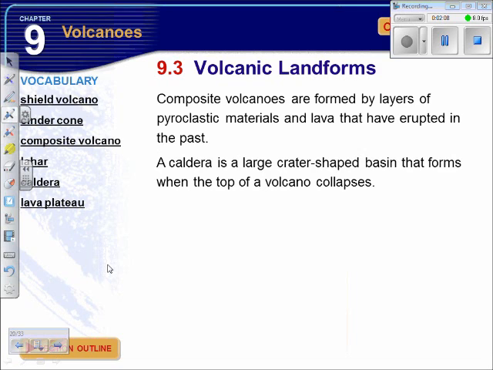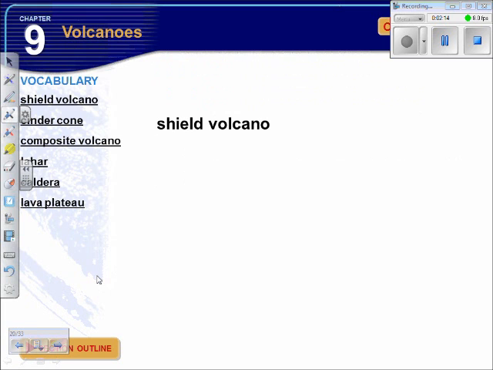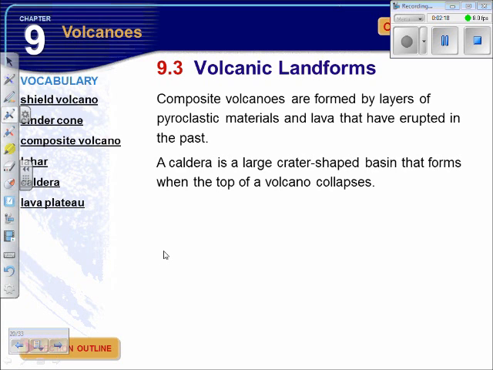The caldera is a large crater-shaped basin that forms when the top of a volcano collapses. Before we go on to the vocab, an example of a caldera is Crater Lake. If you've been to Tahoe, that lake is an actual caldera, a volcano that has collapsed and filled in with water.